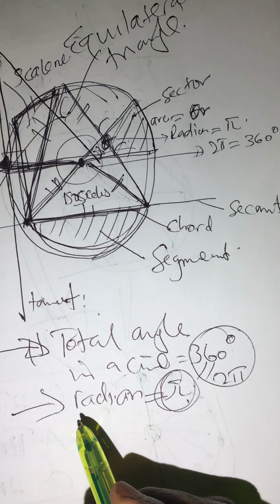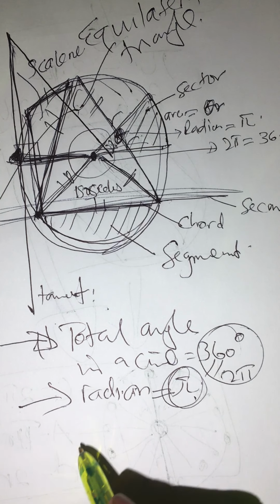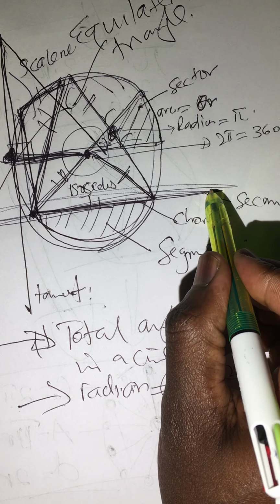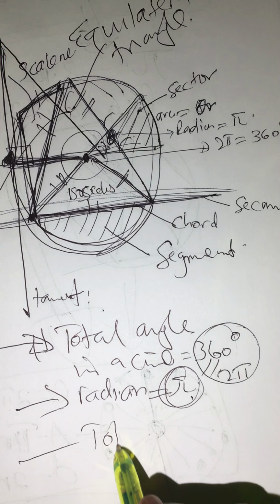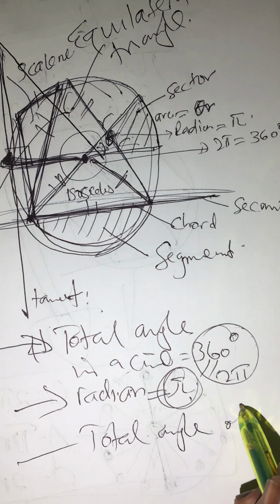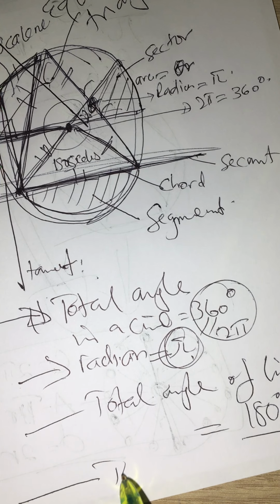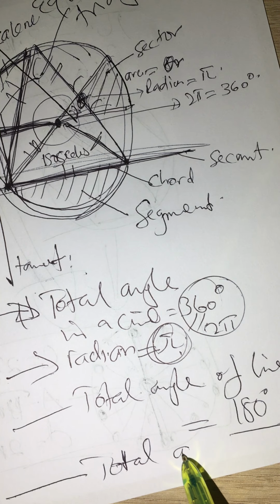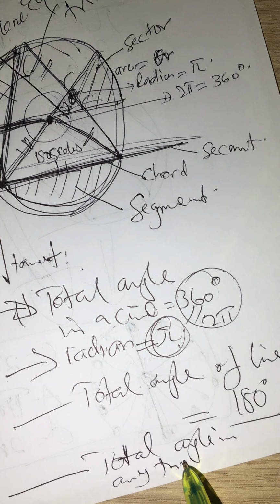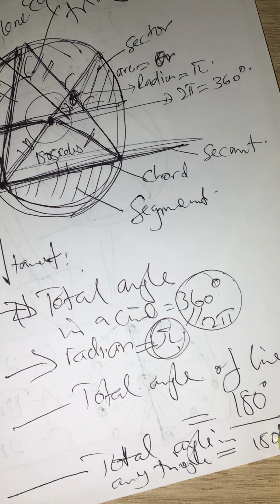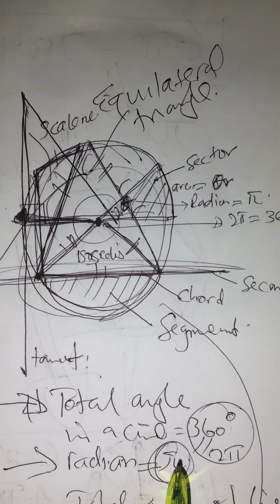The circle also tells us that we can have lines of different kinds. Any line drawn like this, whether in the circle or outside the circle, has a total angle of 180 degrees, just like the total angle in any triangle is also 180 degrees. So we can find it here, and that's what the circle teaches us.